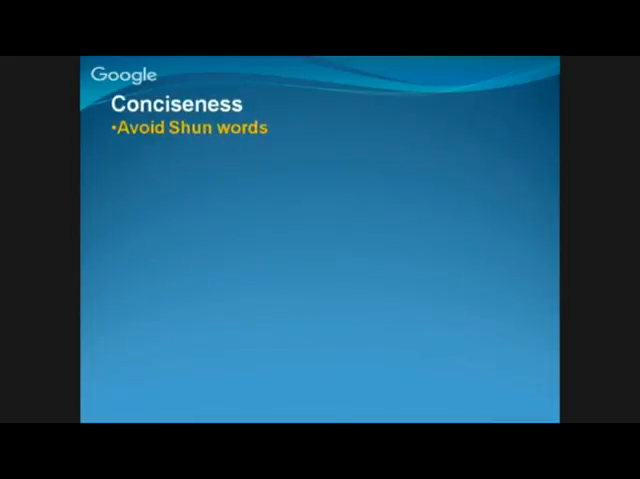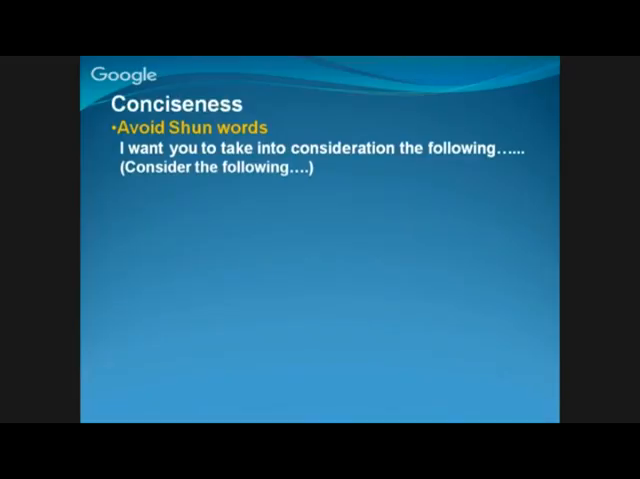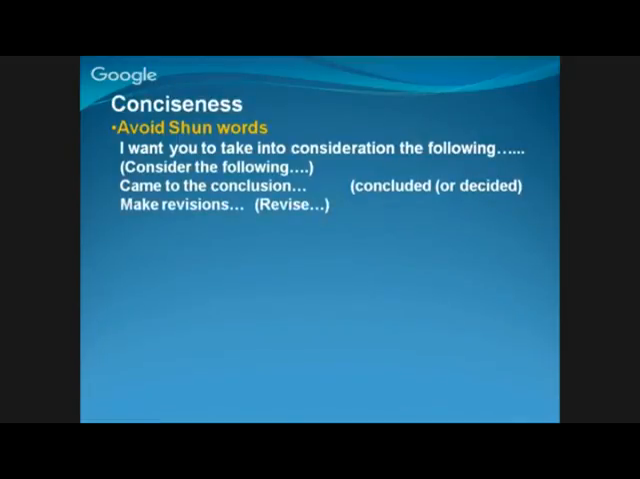For conciseness, avoid shun words. Words ending with shun sound. For example, I want you to take into consideration the following. Consideration. Simply write, consider the following. That is redundant. Came to the conclusion. बहुत लोगों को habit होती है ऐसे लिखने की. So at the end I have come to the conclusion. Simply write concluded or decided. Make revision, revise.